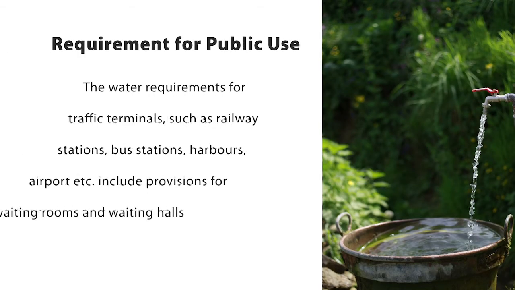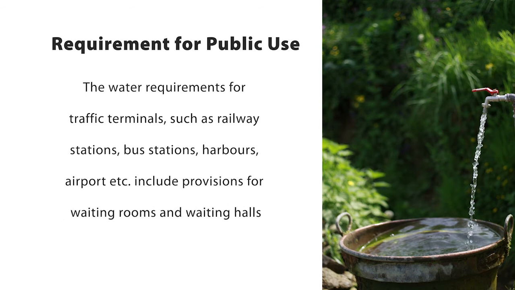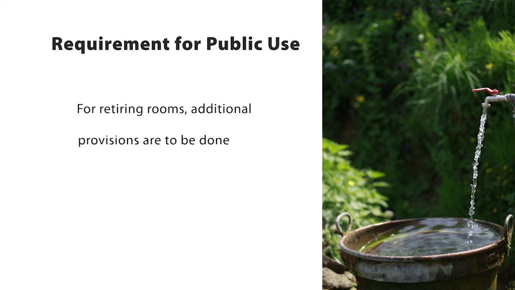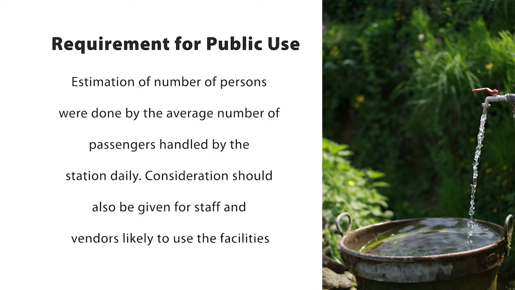Requirement for public use. The water requirement for traffic terminals such as railway stations, bus stations, harbors, airports, etc. include provisions for waiting rooms and waiting halls. For retiring rooms, additional provisions are to be made. Estimation of the number of persons is done by the average number of passengers handled by the station daily. Consideration should also be given for staff and vendors likely to use the facilities.